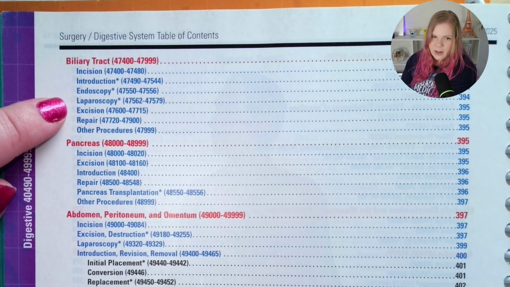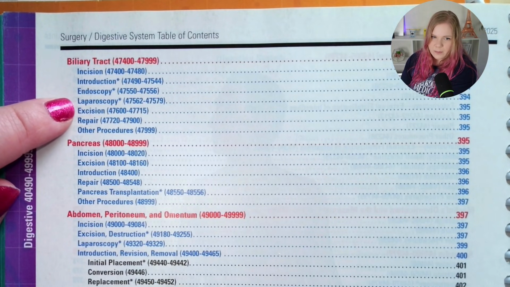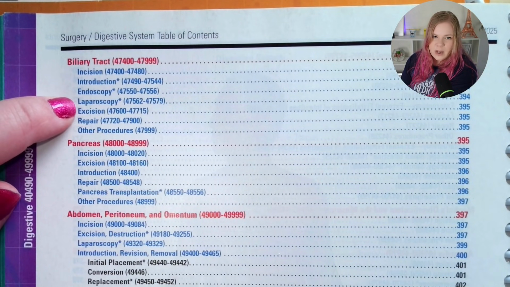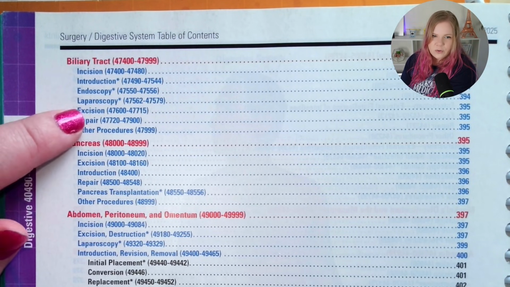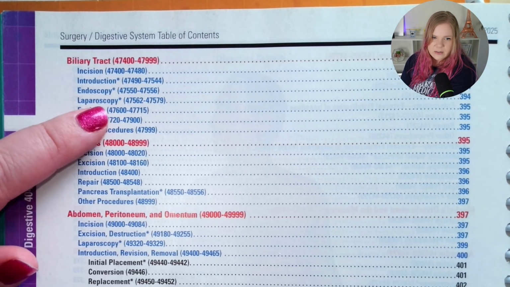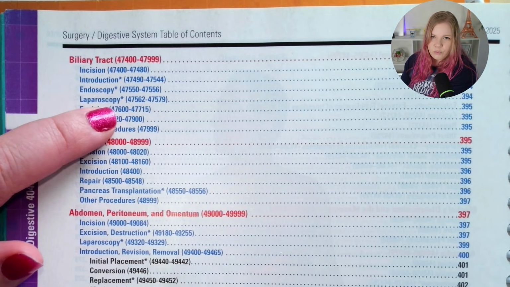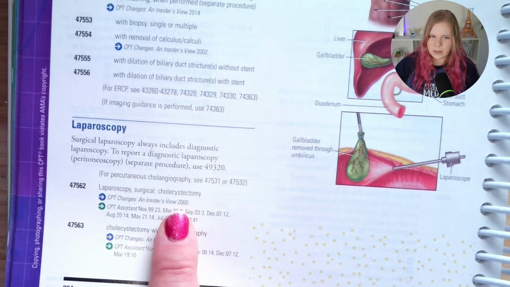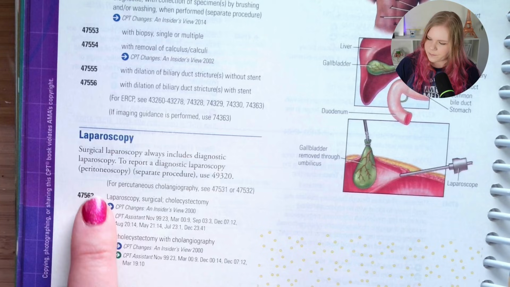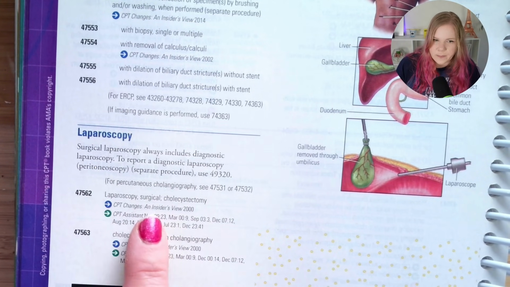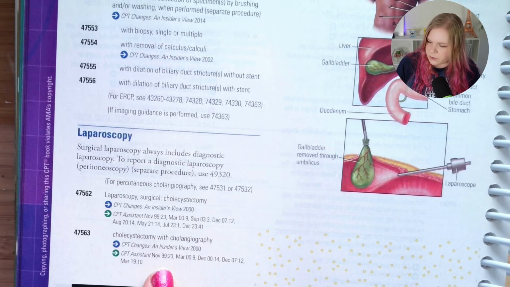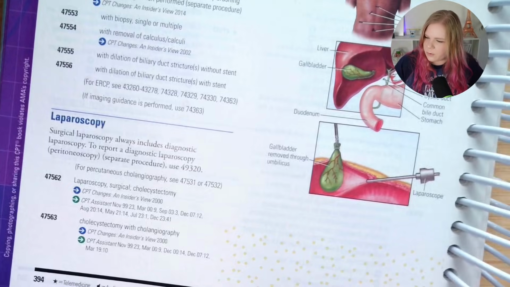So biliary tract, and we're going to go to laparoscopic because that's what we did. We did a laparoscopic procedure of the biliary tract. If we fully excised something in the biliary tract, we'd be going to this section. So we're going to follow over to the page that it tells us to get to this code range. And here we have laparoscopy, surgical cholecystectomy.